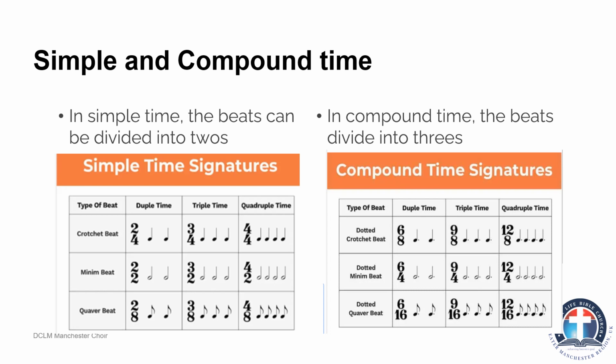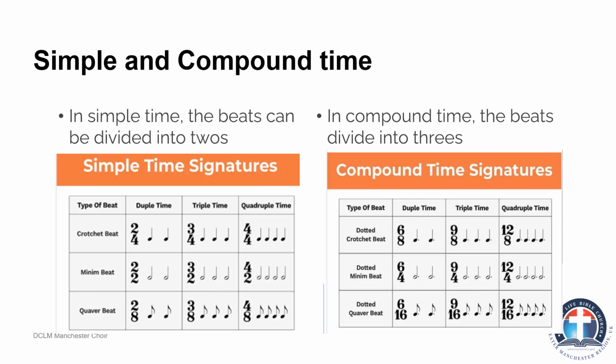For a dotted quaver, the same rule applies. The dot adds half the value. Half of a quaver is a semiquaver. A quaver is equivalent to two semiquavers. Two semiquavers plus the semiquaver of the dot is three semiquavers. So that confirms the rule that for compound times the beats divide into threes, as against simple time where the beat divides into twos. As a rule of thumb, always know that in simple time the number at the top is either 2, 3, or 4.